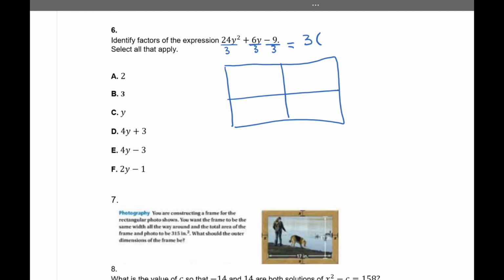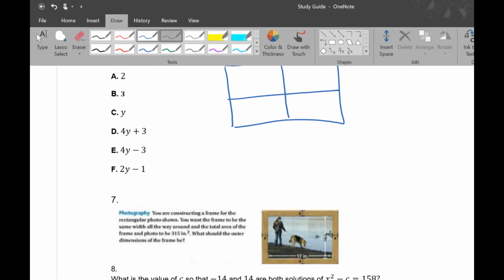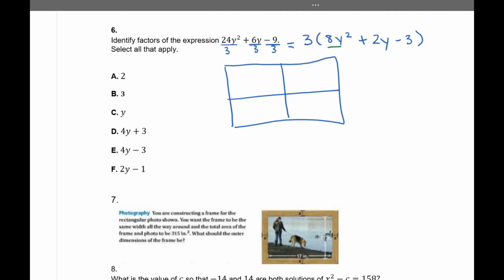24 divided by 3 is 8, so this is 8y squared. 6 divided by 3 is 2y. Negative 9 divided by 3 is negative 3. Okay, now I can continue my box. So remember how the box works? You take your first term and you put it in the first box. You take your last term and you put it in the last box.